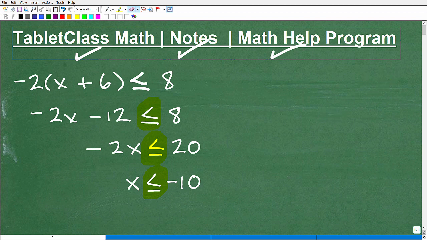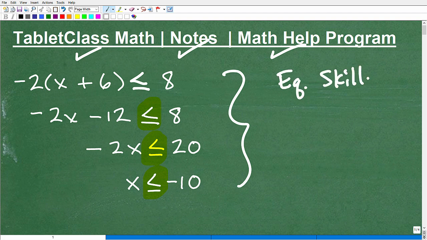And the first thing in a problem like this, when we're solving an inequality that looks like an equation, is we treat it like an equation. In other words, we need to have our equation solving skills. So I need to be able to solve this using the same steps as if this was an equal sign. Let's keep that in mind, and then I'll show you the twist and where the mistake is.